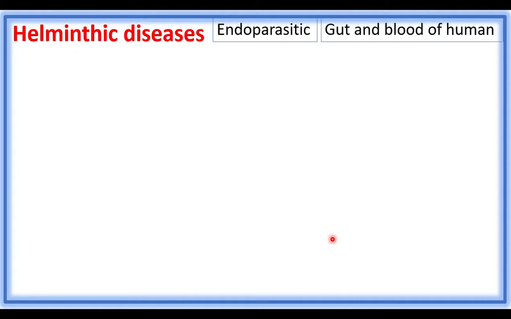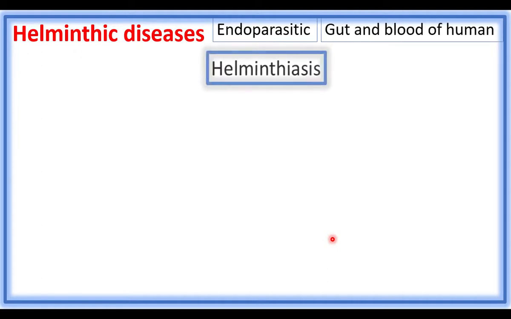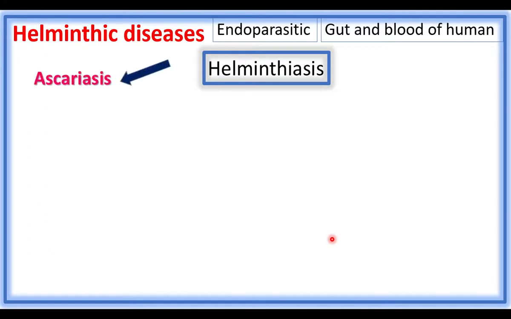Helminthic diseases are caused by endoparasitic worms. Endoparasitic worms live inside the body. These worms live inside the gut and blood of humans. The helminthic diseases are called Helminthiasis. There are two main helminthic diseases. They are Ascariasis and Filariasis. Filariasis is also called elephantiasis.